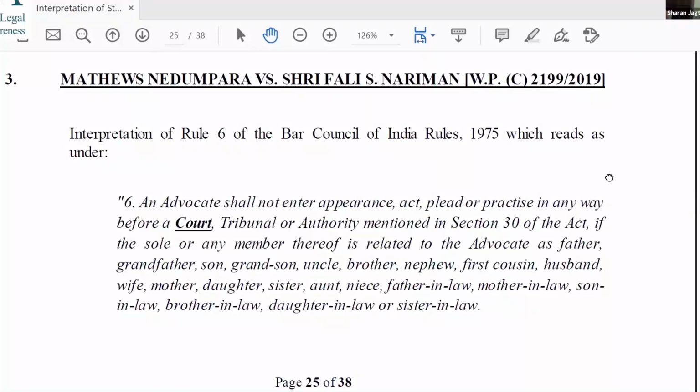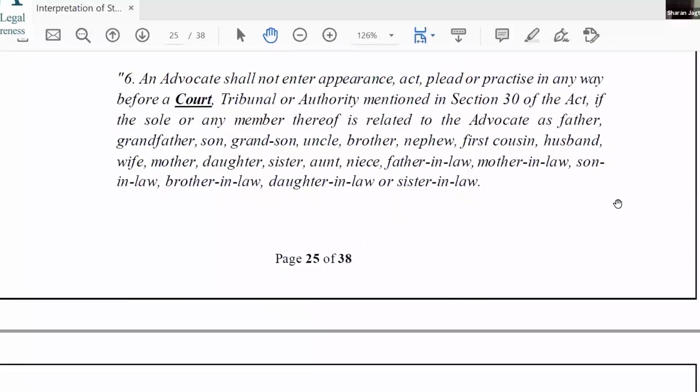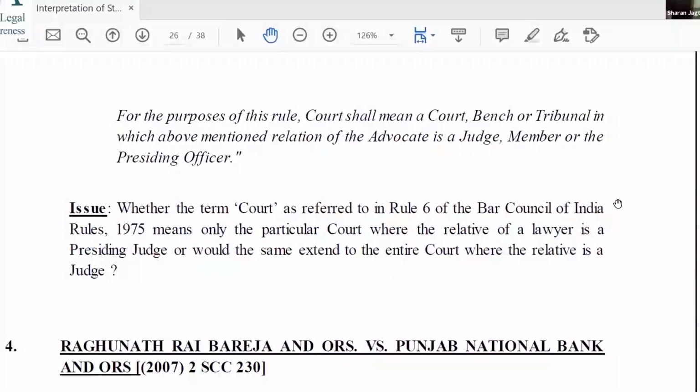And it said, for the purposes of this rule, court shall mean a court, bench, or tribunal in which the above mentioned relation of the advocate is a judge, member, or the presiding officer. So it was very clear. And this is perhaps the plain vanilla example of a literal rule.